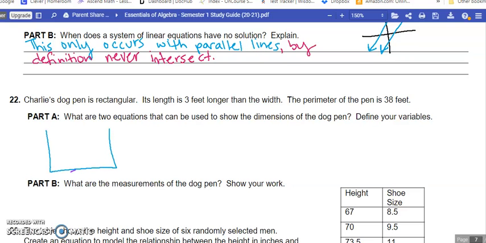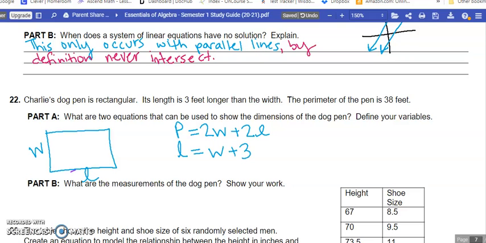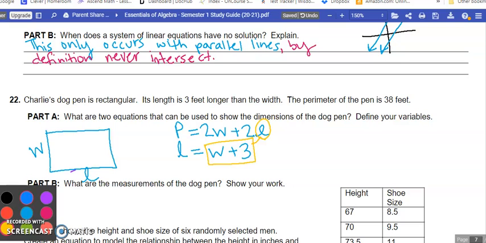So our rectangle could be like this. Let's say this is the width, this is the length. We know perimeter means we take 2 widths and 2 lengths. And we know that the length is 3 feet longer than the width. What are the measurements of the dog pen? So now we're basically asked to solve this. So what I'm going to do is take this and plug it in for L right here.